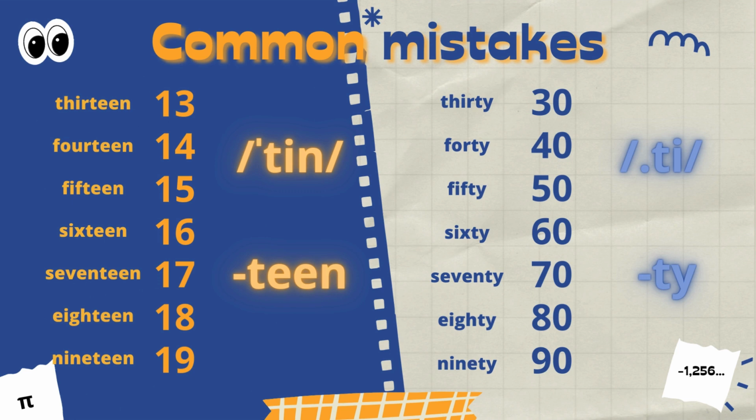Here I go. 13, 14, 15, 16, 17, 18, 19. On the right, 30, 40, 50, 60, 70, 80, 90. Did you notice the difference? Listen again and try yourself.